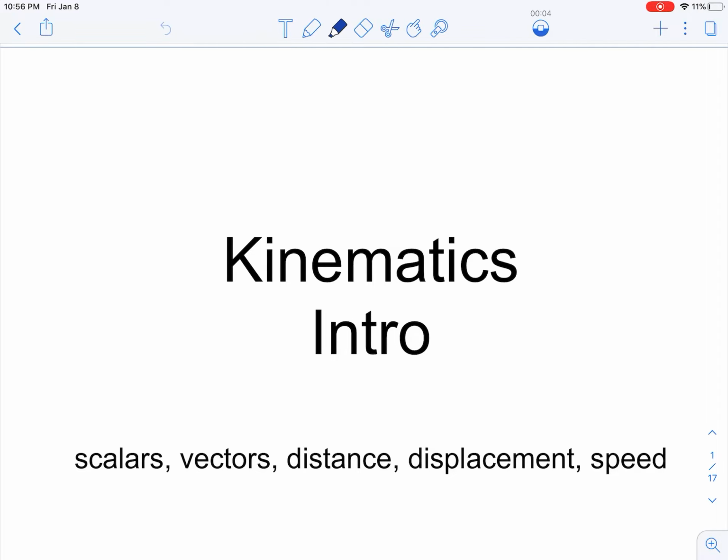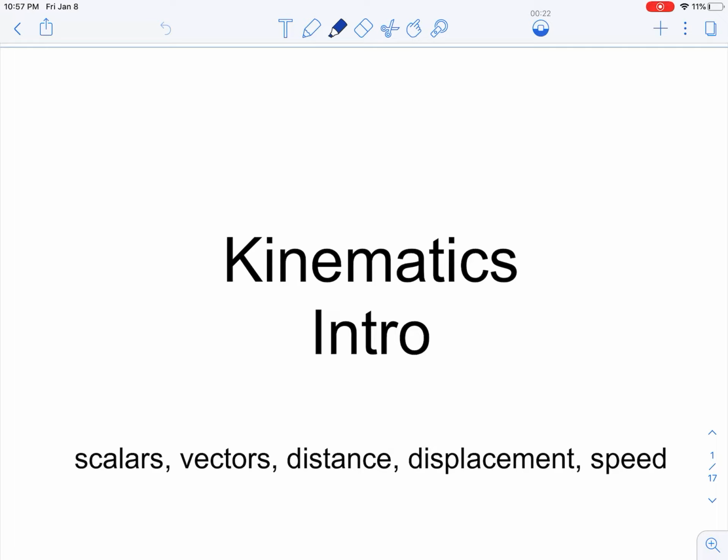All right, so today we're going to begin learning about kinematics. This is going to be very basic introductory information. We will begin to learn some vocabulary that is specific to physics in the upcoming lessons.